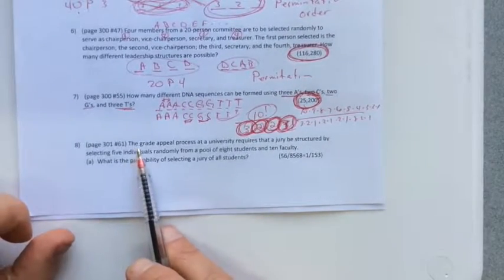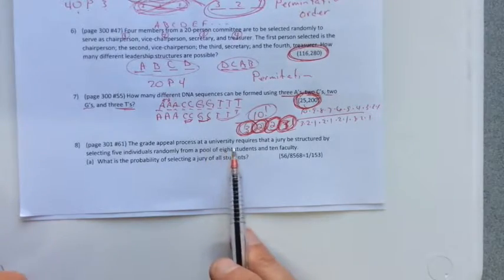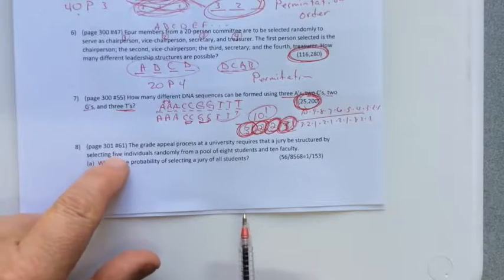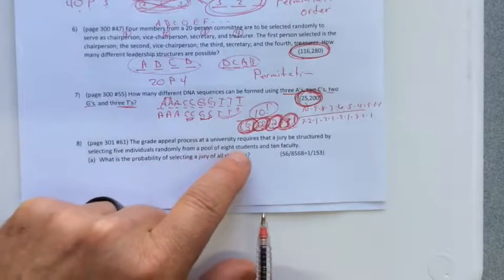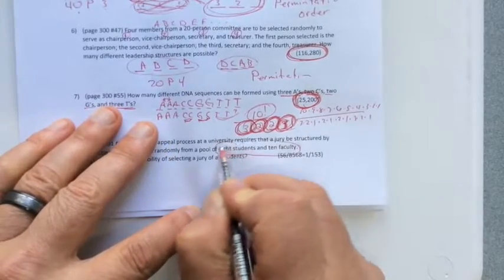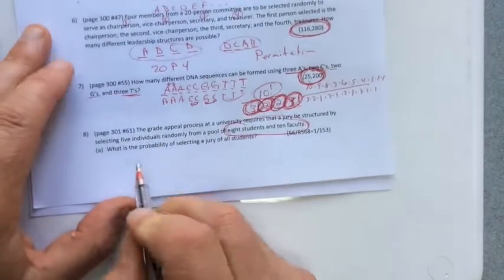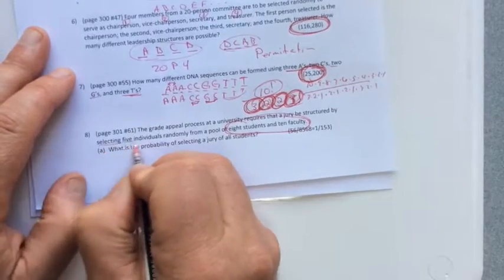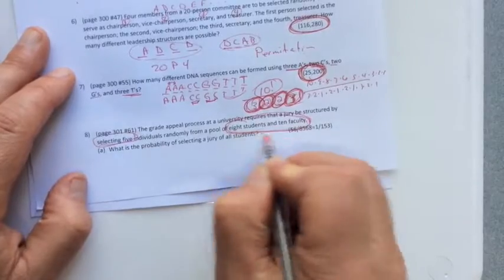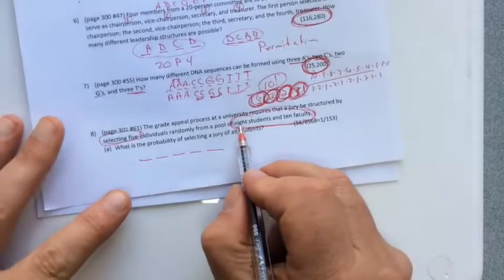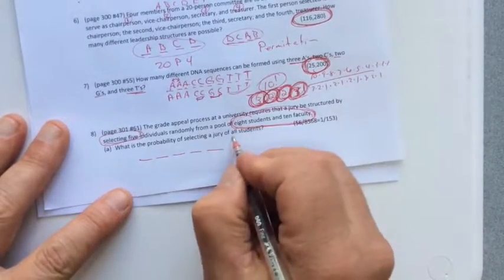Okay, the grade level appeals process at a university requires that a jury can be structured using 5, so they want 5 people selected from a pool of 8 students and 10 faculty. So here's the pool. There's 18 people in the pool. What's the probability the selected jury are all students? So they want 5 people selected out of 18. So 1, 2, 3, 4, 5. There's the jury. But what's the probability of all students?